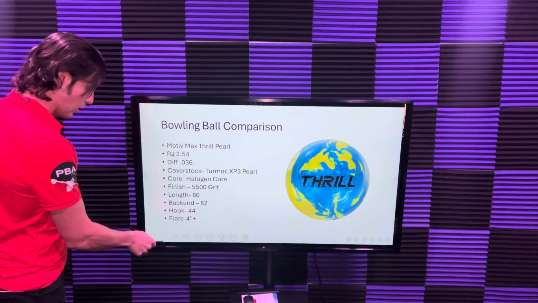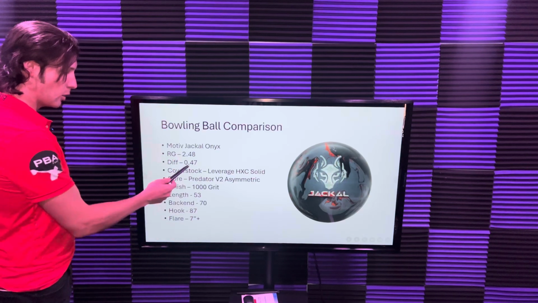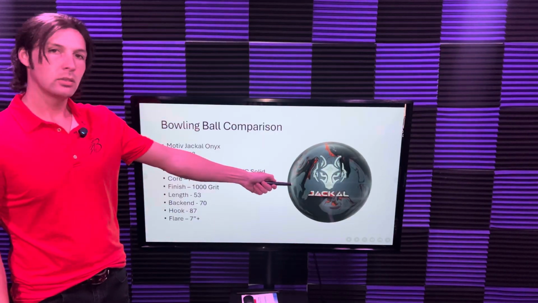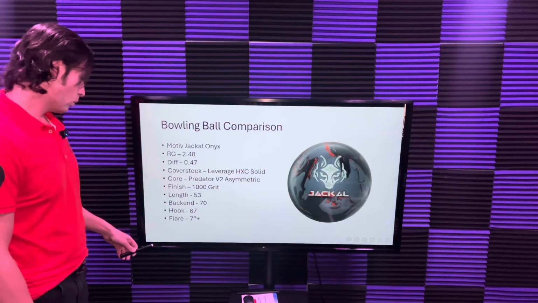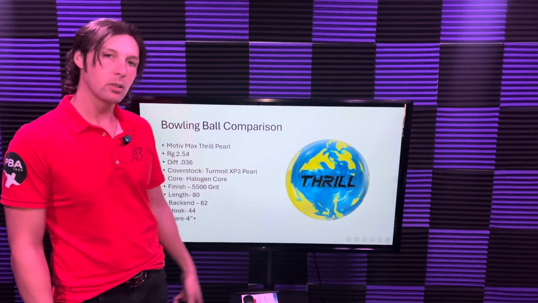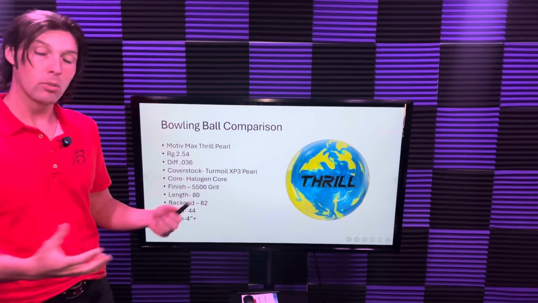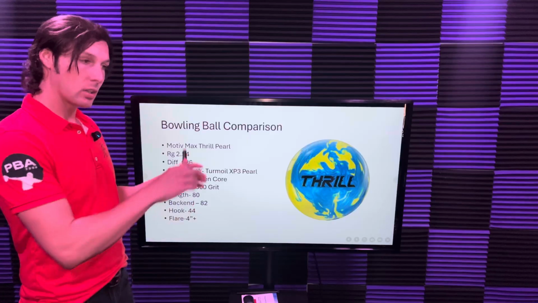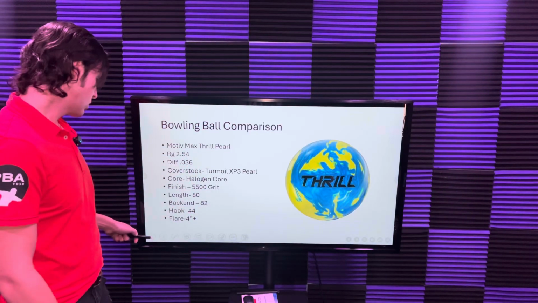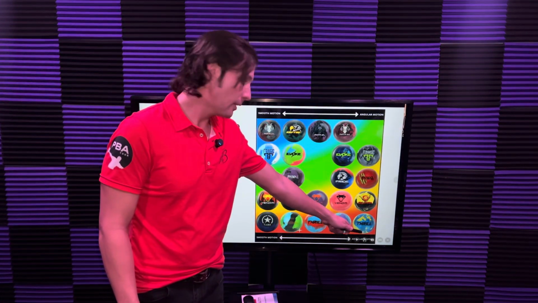Now what's the Jackal Onyx? Look at this, totally different. 2.48 and 0.47. And why is that? The Jackal is so much stronger than what the Max Thrill is. Why? Because the Max Thrill is a pearl, it's a weaker bowling ball, and it's for a higher friction surface. And your ball guide will tell you that, because it's in the total bottom right corner, which I just showed you, and I can go back to that. Max Thrill is down here. You see that? Look at that.